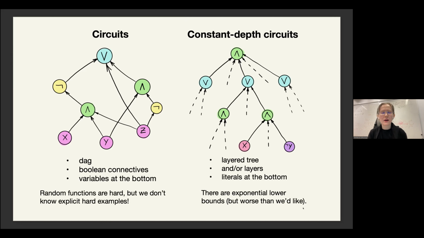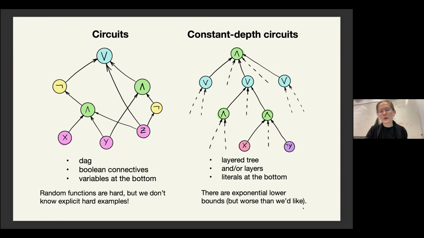If we would actually have strong exponential lower bounds for this constant depth model, like order 2 to the n, we would get something non-trivial for general circuits as well. So these constant depth circuits are interesting in their own right. They have tons of connections to other areas of complexity theory, but in circuit complexity, this is also a stepping stone towards general circuit lower bounds. So this is one of the reasons to study them too.